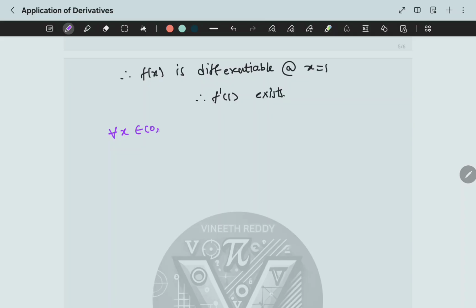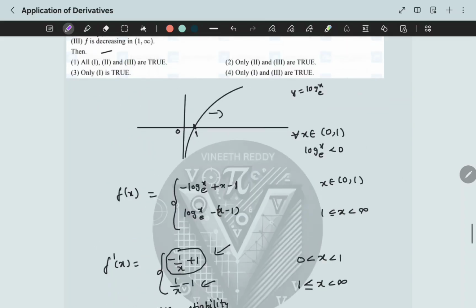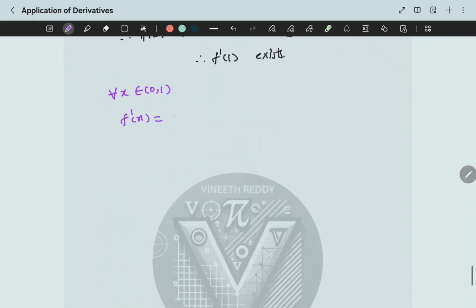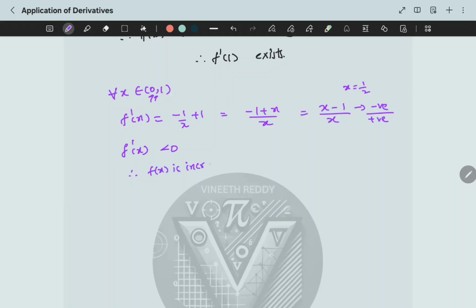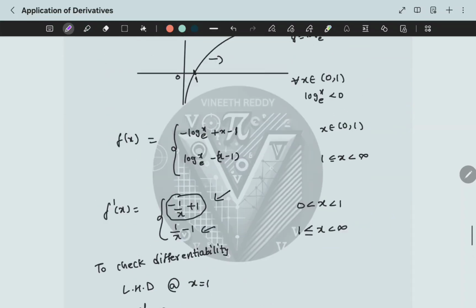For all x belonging from 0 to 1, f dash of x is equal to minus 1 by x plus 1, which is nothing but minus 1 plus x by x, which is nothing but x minus 1 by x. Now you take any value, for example 1 by 2. If you take x as 1 by 2, numerator will be negative, denominator will be positive, so f dash of x will be negative. You can check for any other value of x in this interval, f dash of x will be less than 0. Or you can try with wavy curvy also, you will get the answer.